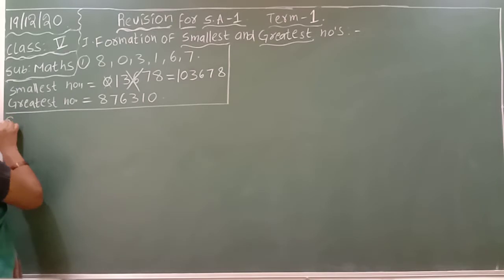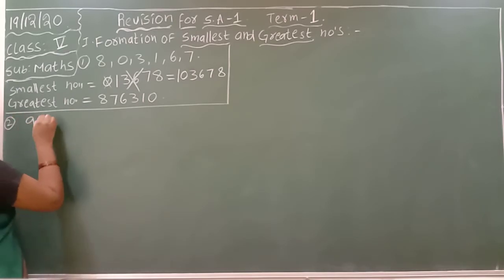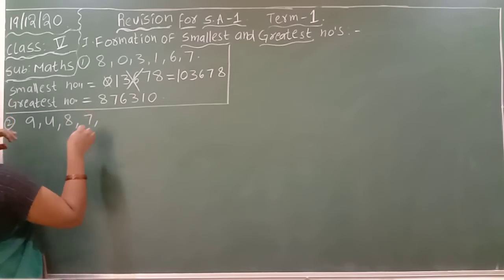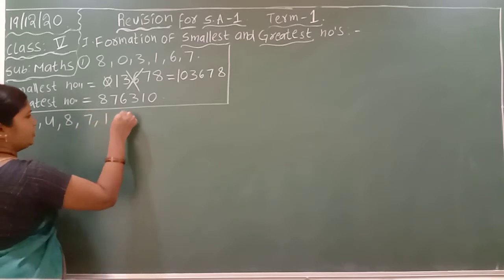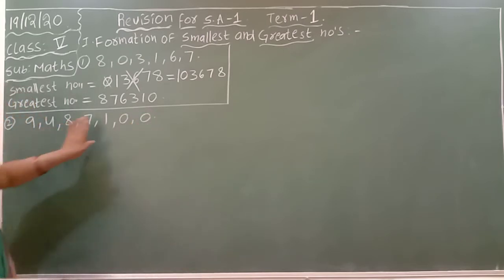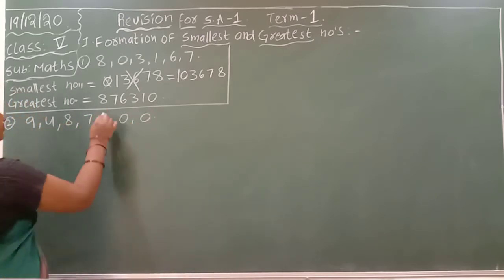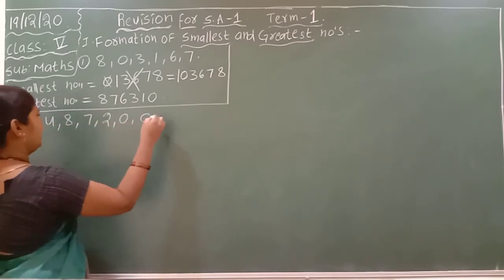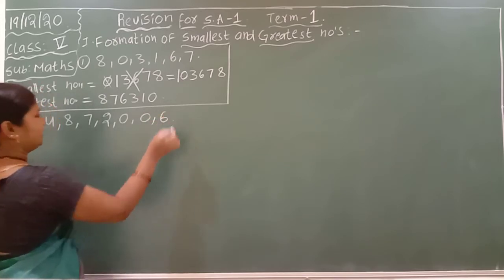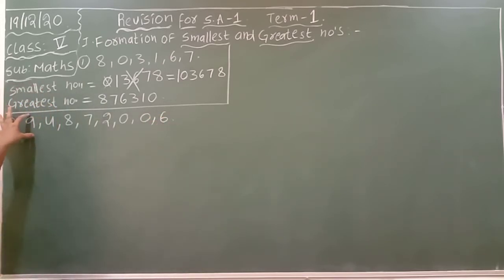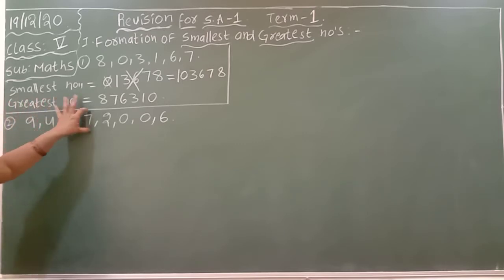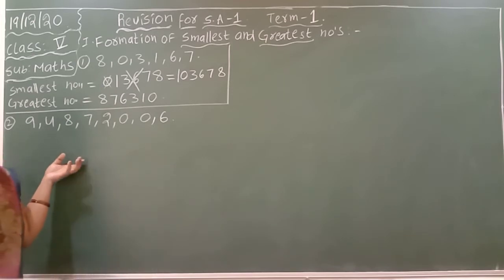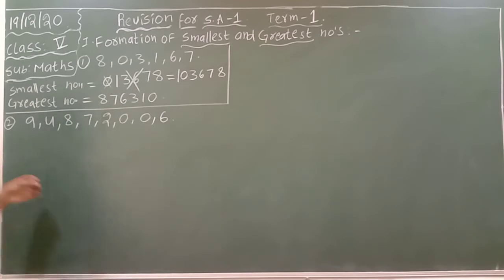And the second question, that is 9, 4, 8, 7, 1, 0, 0. Okay. 2. 1, 2, 3, 4, 5, 6, 7 and I took here one more digit, that is 6. In total, how many digits did I take? 1, 2, 3, 4, 5, 6, 7, 8. Using these 8 digits, you have to form a smallest number and greatest number.